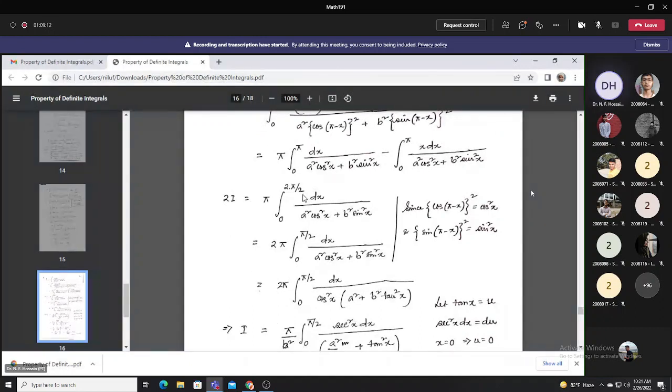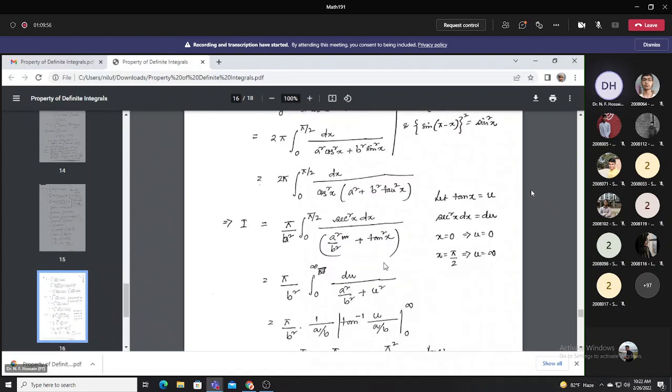Now let us see whether this function satisfies the property f of 2a minus x equal to f of x. Yes, here 2a is pi, so cos of pi minus x whole square equals cos square x, which is f of x, and sine of pi minus x whole square is also sine square x. So the whole of this satisfies property number 7, f of 2a minus x equal to f of x. So this integral can be written as 2 into pi into integral 0 to pi by 2 dx by a square cos square x plus b square sin square x.